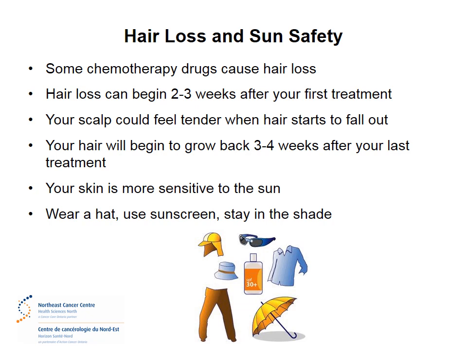Let's talk about hair loss and sun safety. Some chemotherapy drugs can cause hair loss. Hair loss can begin 2 to 3 weeks after your first treatment. Your scalp might feel tender when the hair starts to fall out. Your hair will begin to grow back 3 to 4 weeks after your last treatment. The color and texture of your hair may be different.